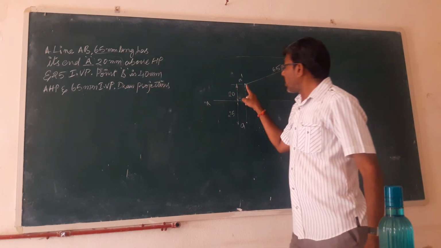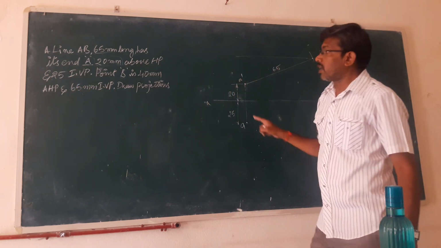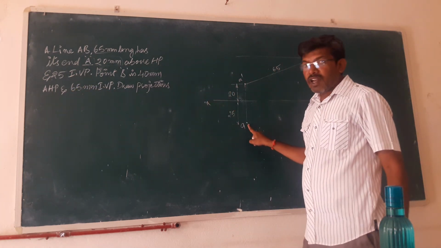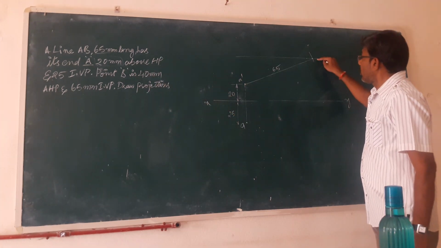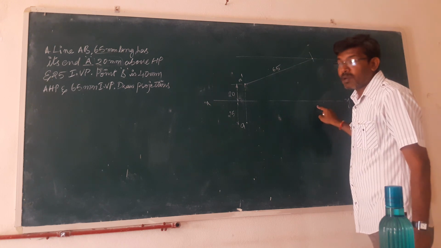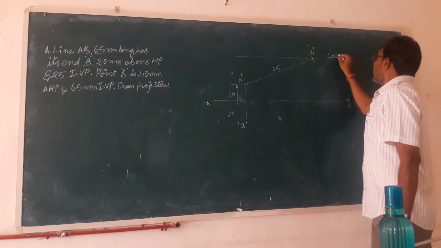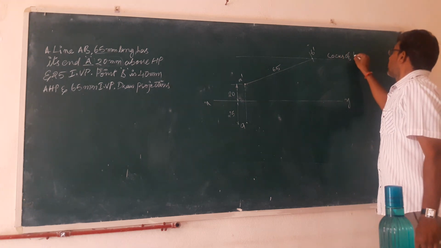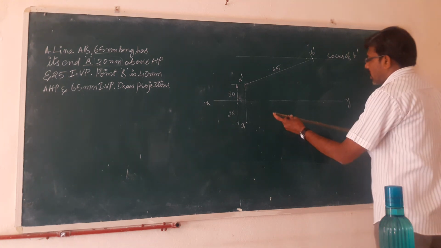A point is 25 in front of the vertical plane. Then next, B point is 40 mm. So B point is 40 mm. So at this point this is 40, at this point this is 40, because this is a locus of B dash. You can write down here, locus of B dash.